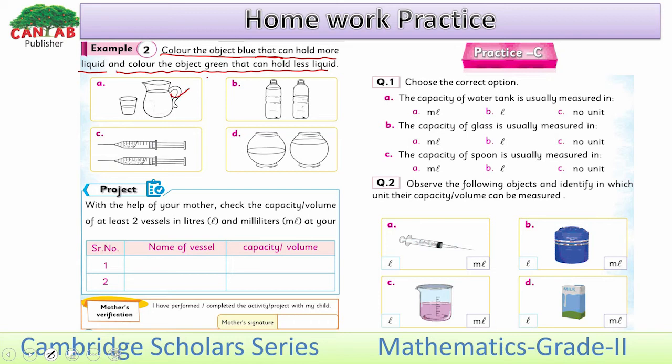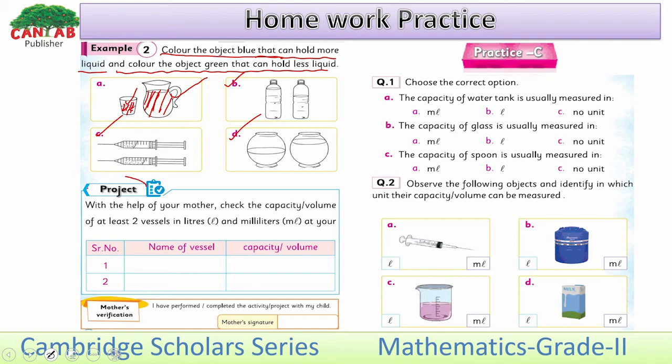So the jug can hold more liquid and the glass can hold less liquid. So you have to color the object blue that can hold more liquid. You have to color this jug in blue, and you have to color this glass in green because this can hold less liquid. Similarly, look at these objects and observe which object can hold more liquid and which can hold less liquid.